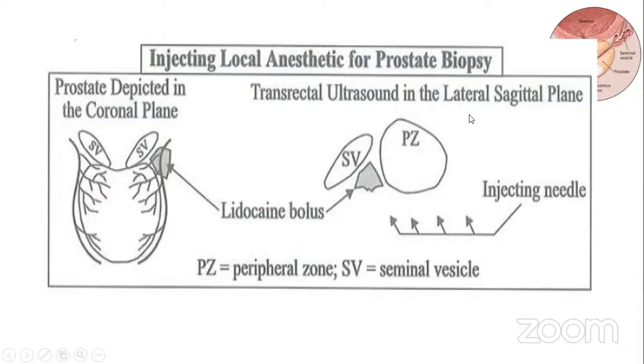So this is transrectal ultrasound in the lateral sagittal plane. As you see, seminal vesicle, prostate. This is the injecting needle. This is the peripheral zone here, and seminal vesicles.